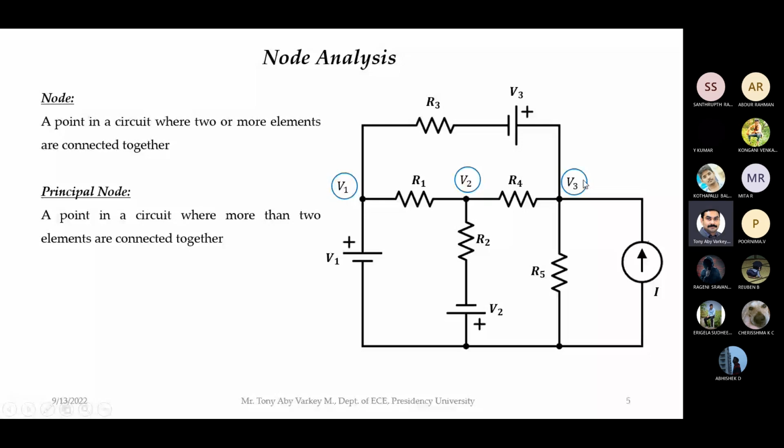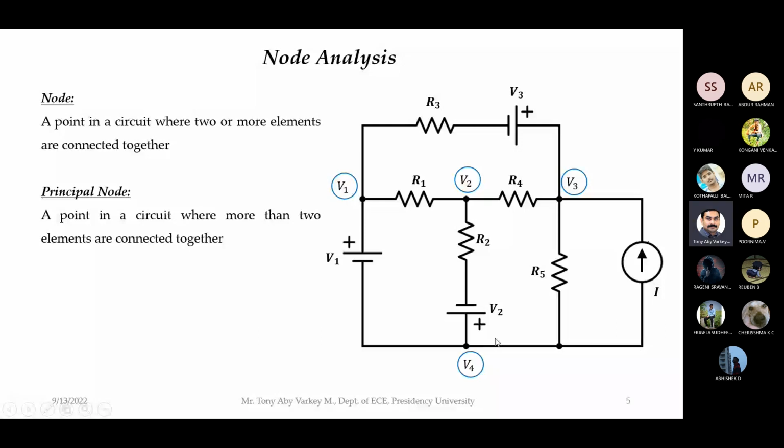At this point, you can see V3 is connected, this voltage source is connected, this resistor is connected, this resistor is connected, and this current source is connected. At this point, this resistor and this resistor are connected. Similarly, this point, correct? What all things are connected at this point? This voltage source is connected, this voltage source is connected, this resistor is connected, this current source is connected. So this entire line is one node.